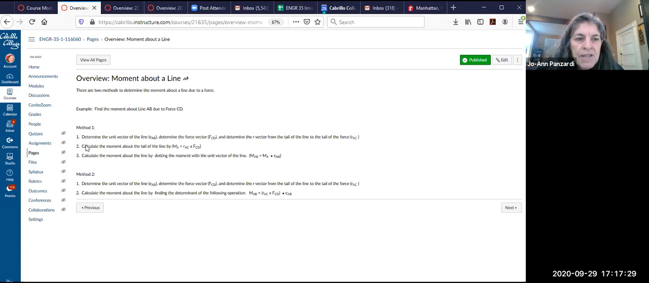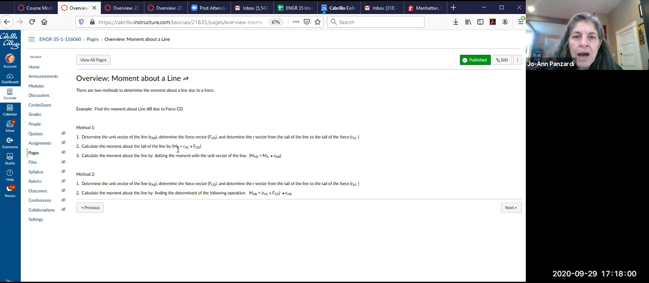Notice step one and step two is the same exact thing. If we're trying to find a moment about a line, we need to know the unit vector of that line. We need to know what the force vector is, and we need to know what the R vector is, whether we do method one or method two. In method one, I'm having you stop, do an intermediate step, and calculate the moment about the tail of the line. Remember, the line is from A to B.